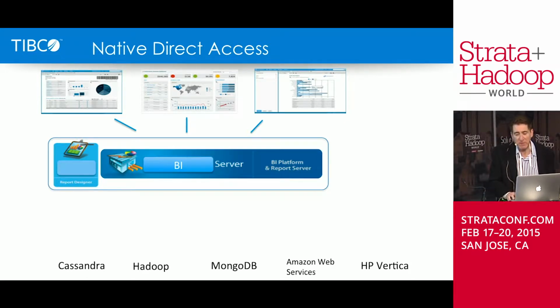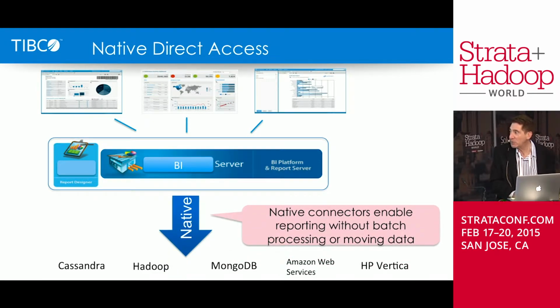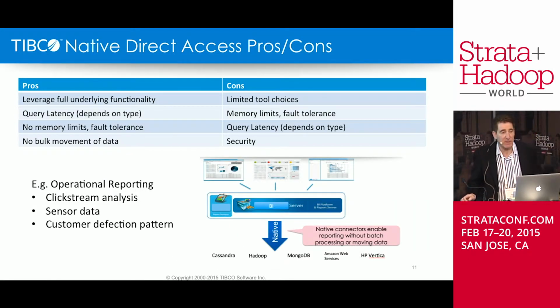First, let's talk about native direct access. This is where you can use front ends like TIBCO Analytics, going through a BI server to connect natively to big data sources like Hadoop, MongoDB, Cassandra, columnar databases, etc. This is great in some ways, but again, it does have some considerations, some challenges.